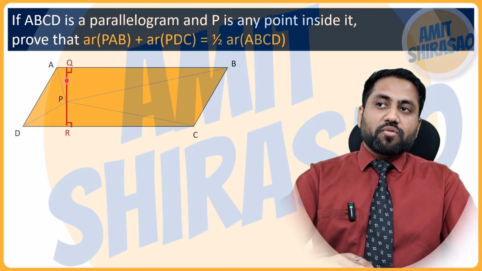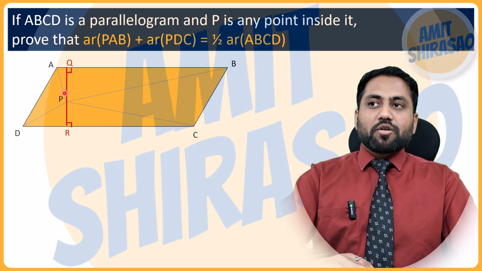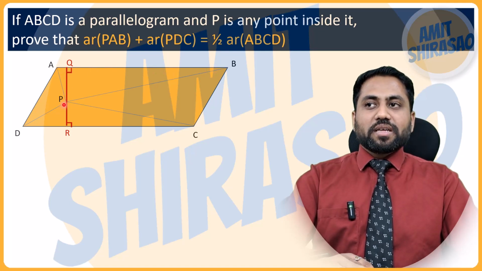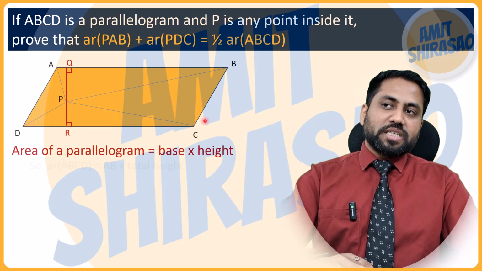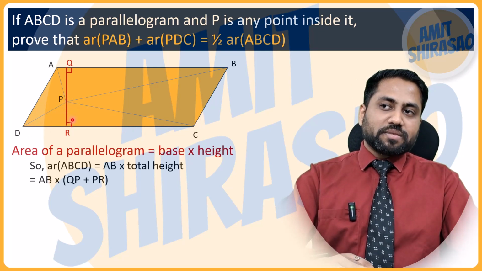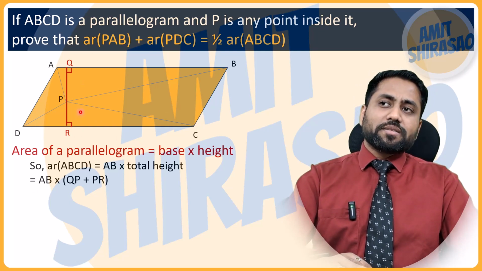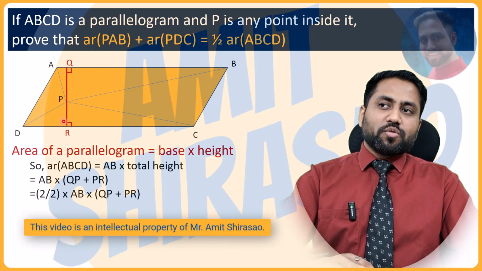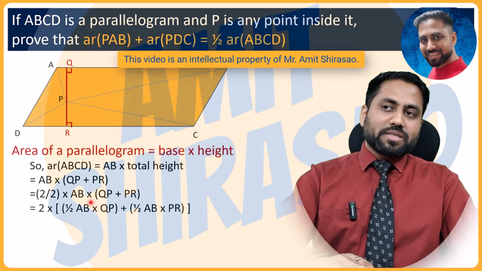First of all, just draw one perpendicular passing through point P. So the area of this upper triangle is what? Half of the base, meaning AB, multiplied by this height, and the area of this triangle is what? Half of this base, which is CD, into the height, right? The area of the parallelogram is what? Base into the total height. But you know that this total height, meaning QR, is equal to QP plus PR, right? So this is how I'm proving it.